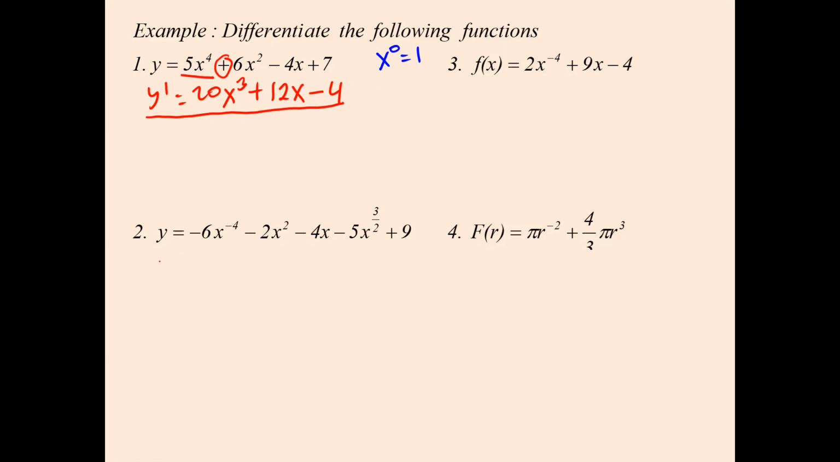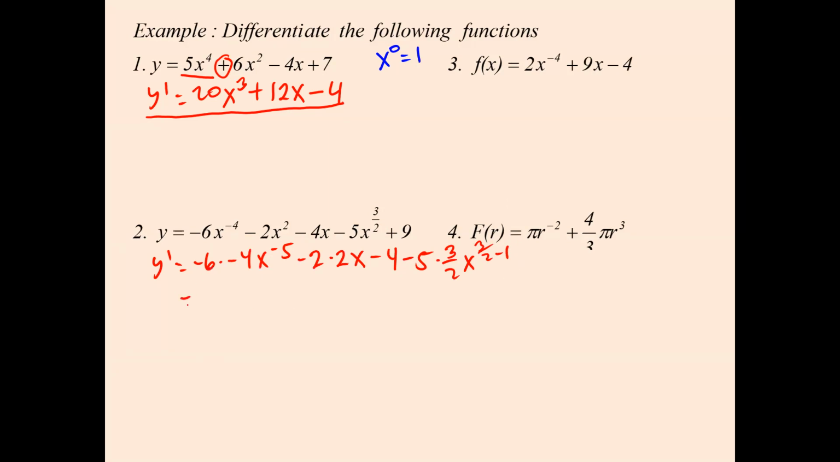Okay, next example. Y prime is equal to, medyo malito na tayo dyan. So, step by step tayo dyan. So, negative 6 times negative 4 x raised to negative 5. Very good. Minus 2 times 2x, correct? Minus derivative of 4x. 4, very good. Minus 5 times derivative of x raised to 3 halves. 3 halves x raised to 3 halves minus 1. Derivative of 9 is just 0.